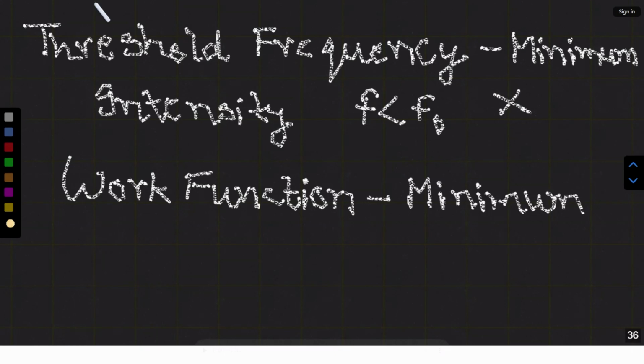And next we'll talk about the stopping potential. What is the stopping potential?